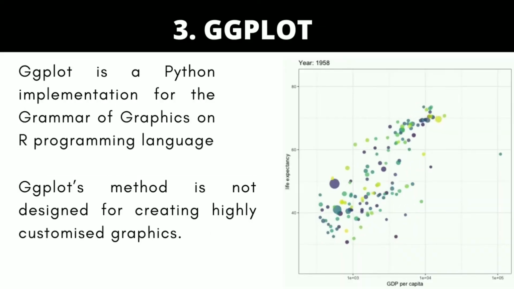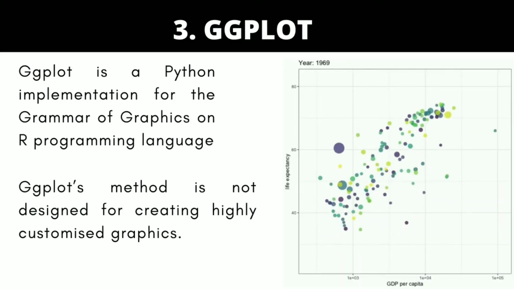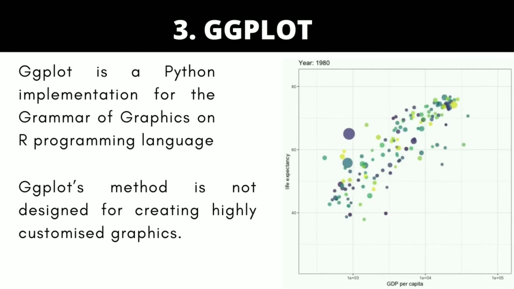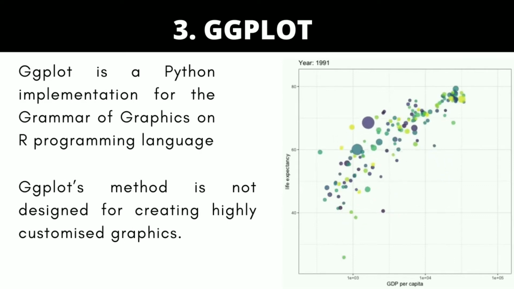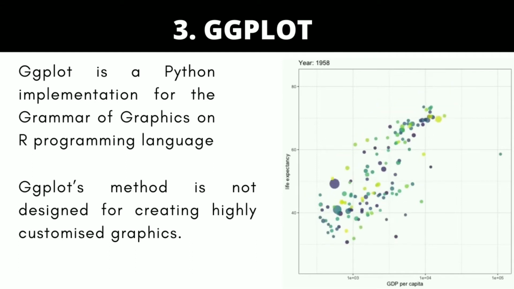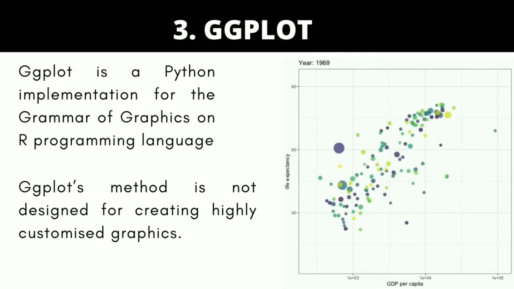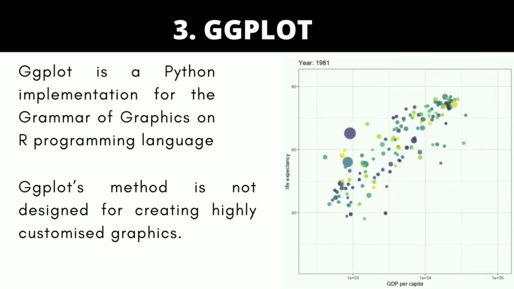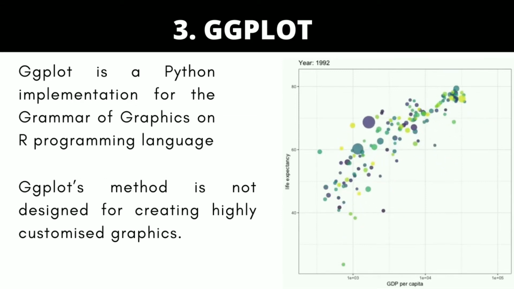The third library in my list is ggplot. ggplot is a Python implementation of the grammar of graphics from the R programming language. It is a system for declaratively creating graphics based on the grammar of graphics and is most commonly integrated with Python. The ggplot method is not designed for creating highly customized graphics.